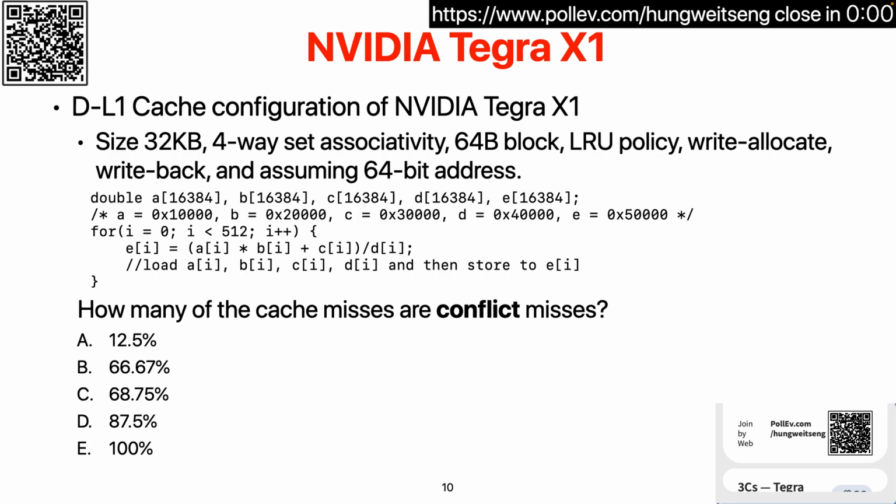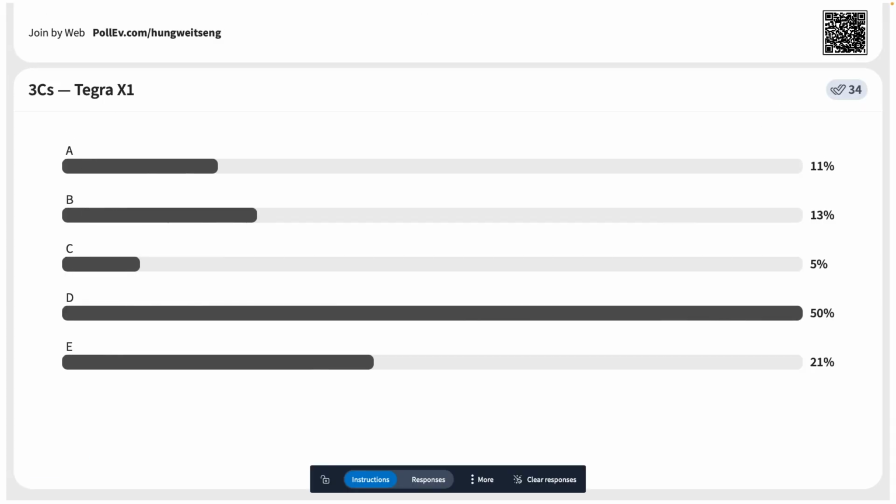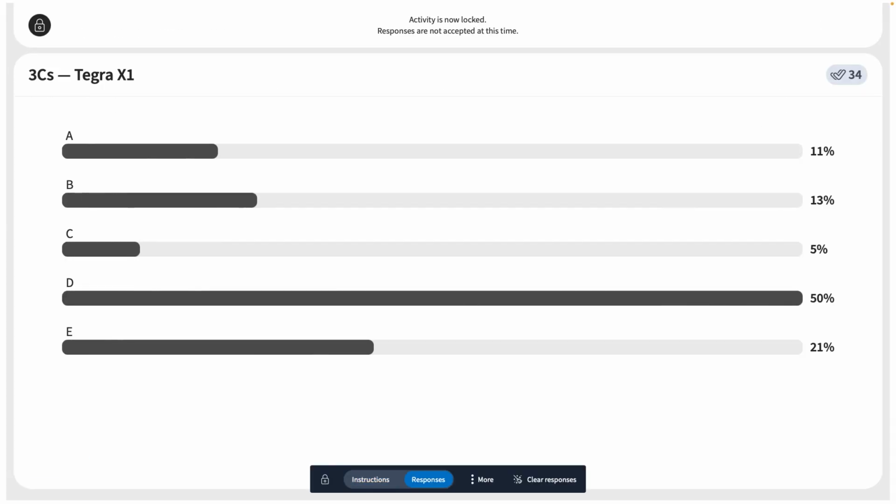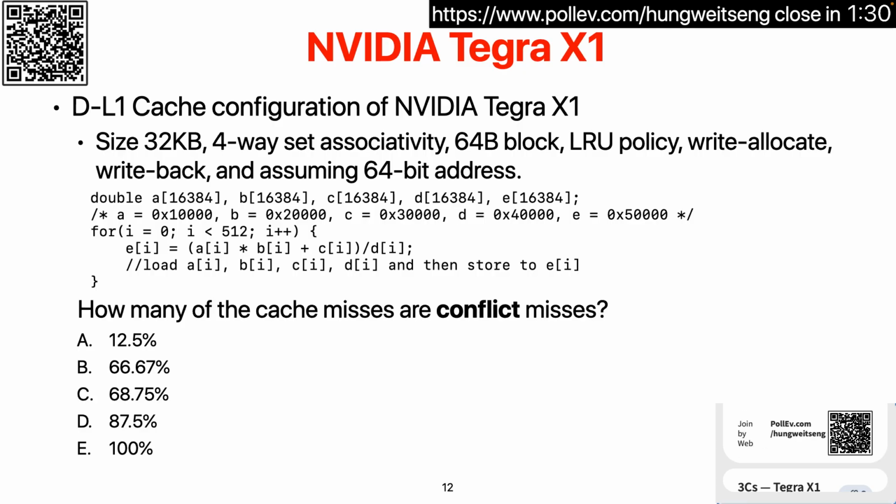All right. After the first round of individual thinking, a lot of you think it's D, some of you think it's E. So why don't we go ahead and discuss with your friends and see if the majority gets it right.